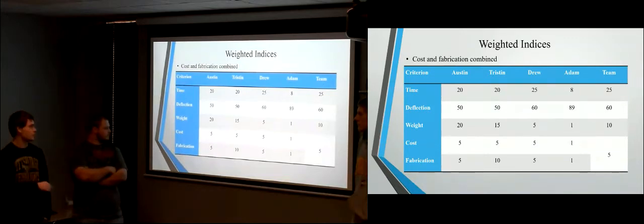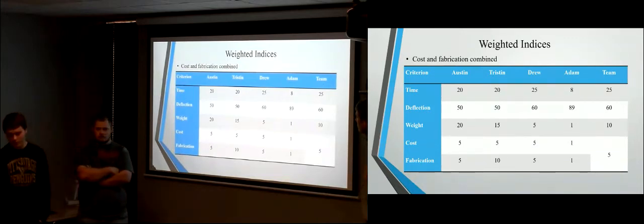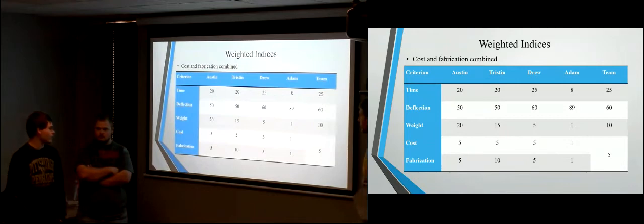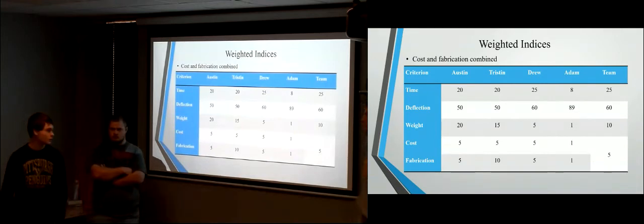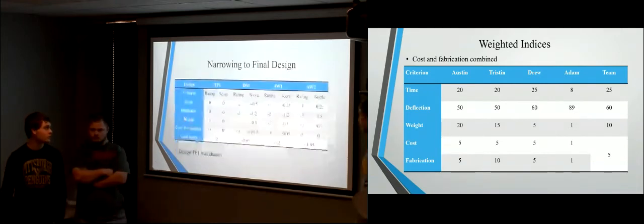And then originally we had cost and fabrication as 2 different criteria, but we combined those into one because they kind of went together. And also we didn't want either of them weighted that high because neither of them should be an issue. We should have no issue purchasing our material or building anything we want. So we combined those and gave it 5%.